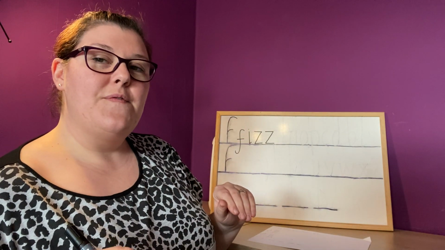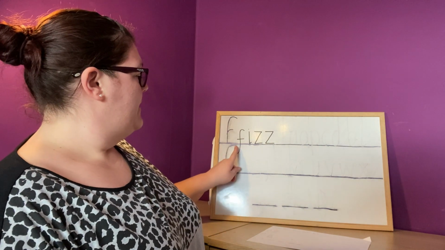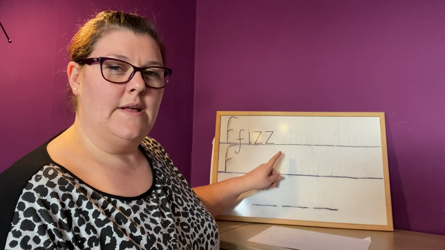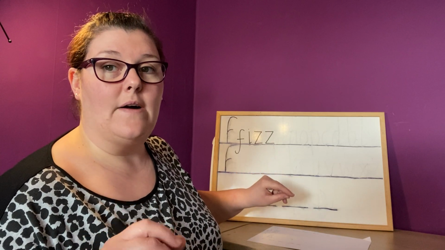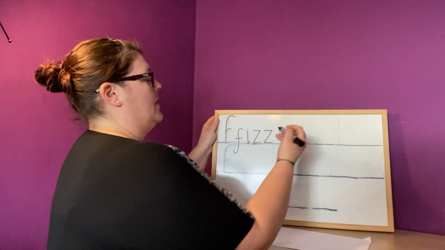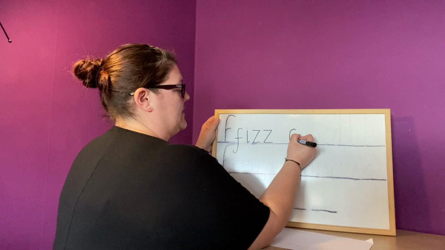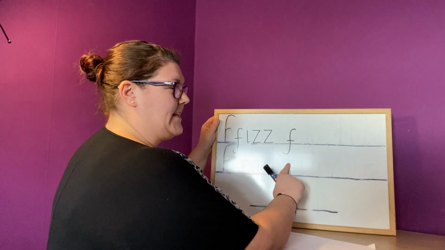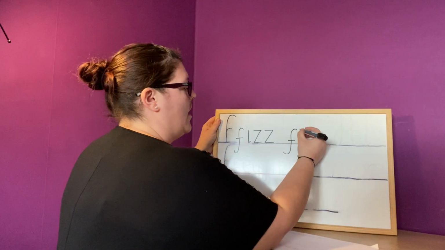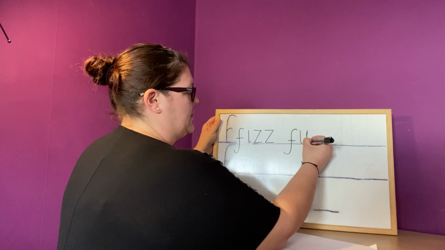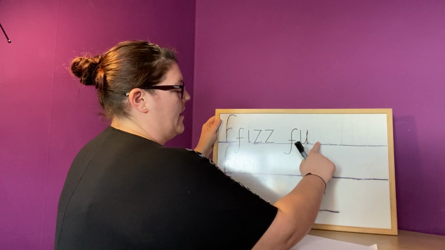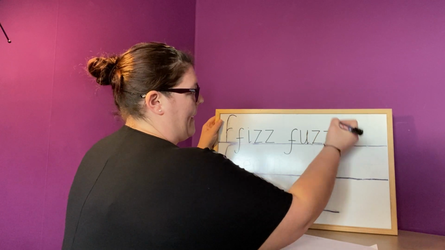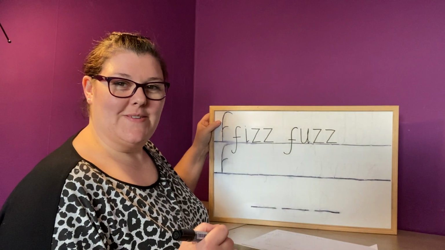But I don't want fizz anymore. I want fuzz. Watch. Fuzz. You haven't got your boards, so you can't rub it out. So you're just going to write it next to it like this. So the sound that we're changing this time, we still want the fuzz. So we still need the f. What's next in fuzz? Well done. So that's the one we're changing. Z. Well done. Did you all get that one? Well done if you did.